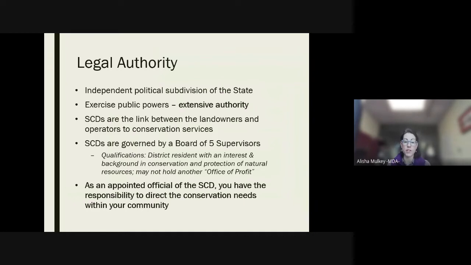So as an appointed official of the district, you have the responsibility to direct the conservation needs within your community. Again, really focused on acting locally and being empowered locally within the district itself. Next slide.